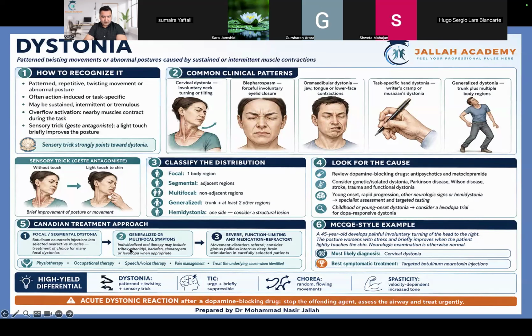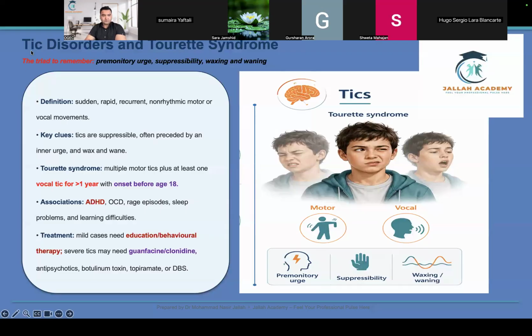Yeah, there's nothing else. Individual oral therapy may include trihexyphenidyl, baclofen, clonazepam, levodopa, as appropriate. For severe movement disorder, globus pallidus deep brain stimulation is used, which is used for Parkinsonism as well. Trihexyphenidyl is used for the tremor in younger patients when they have Parkinsonism. All right, tic disorder and Tourette syndrome, the triad to remember.